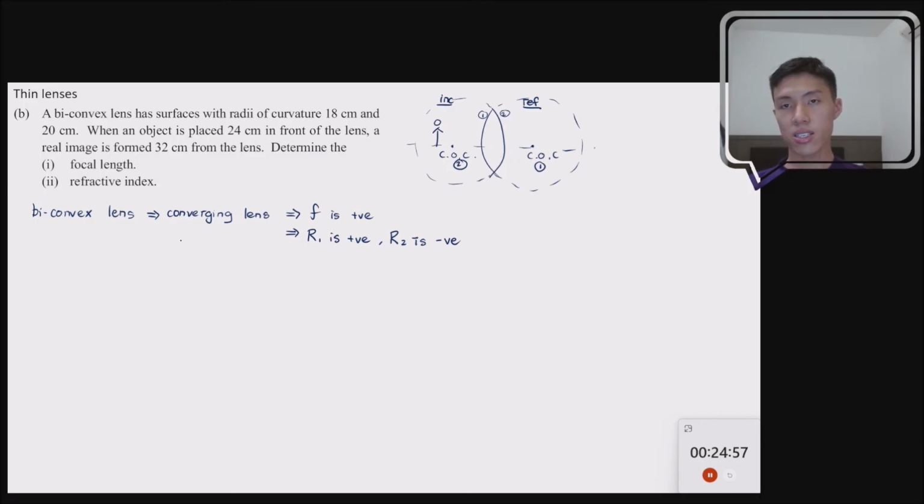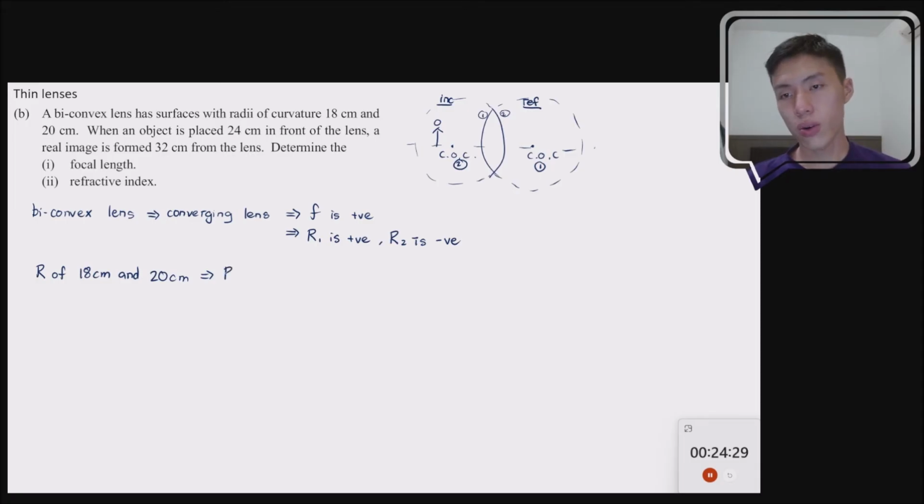Now they say it has radii of curvature of 18 cm and 20 cm. So from here we can say that it's okay to put R1 or R2, one of them, to be positive 0.18 meter. You can put R2 to become negative 0.20 meter.